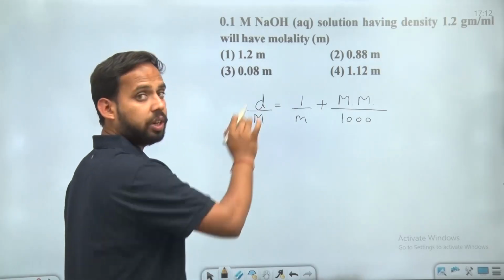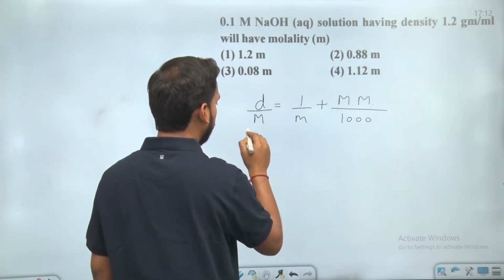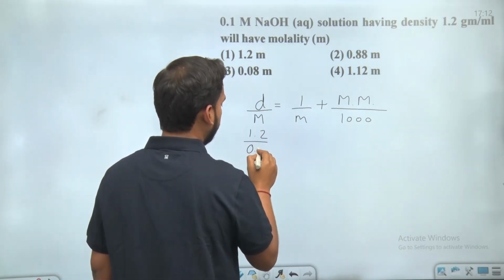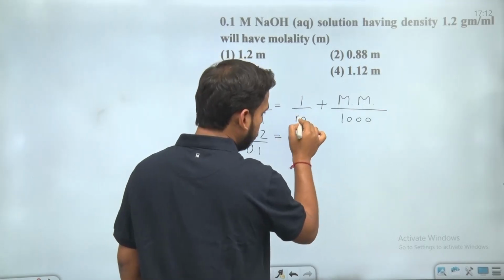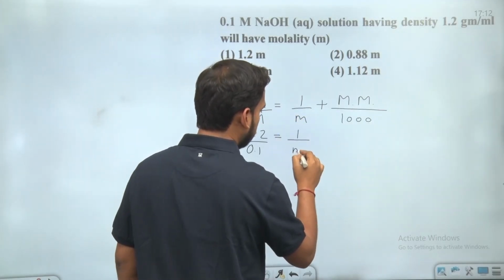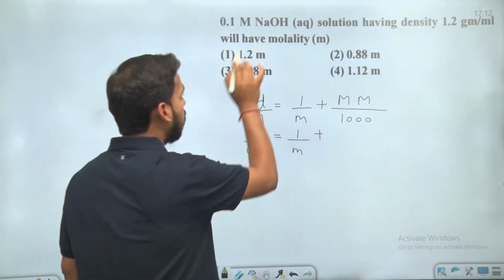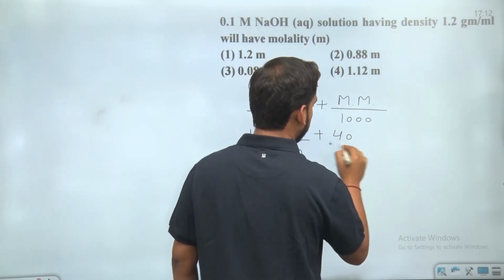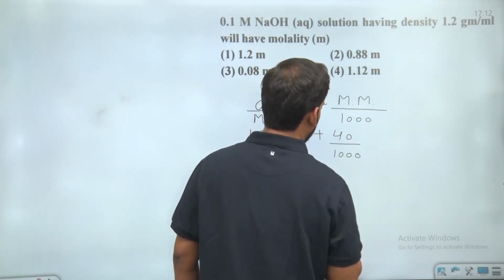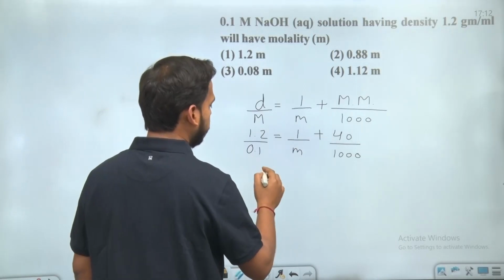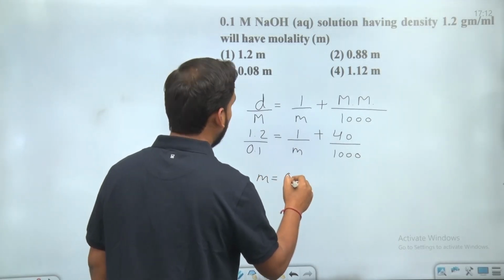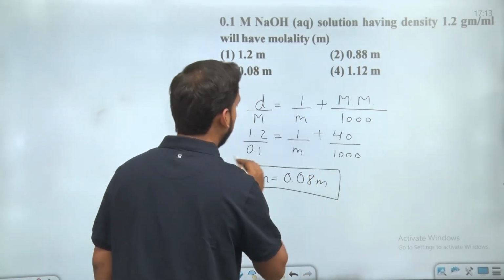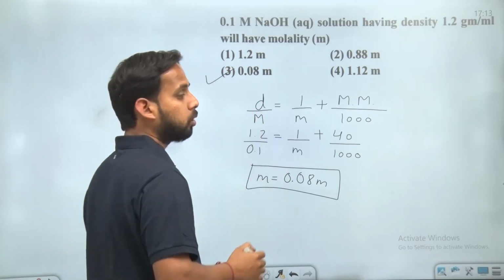Density in this question is given as 1.2, so we put 1.2 here. Molarity is given as 0.1, so we put 0.1 here. This one is the molality that we have to calculate, plus molecular mass. The molecular mass of NaOH is 40, so here it will be 40 divided by 1000. When we calculate this value, we get molality equal to 0.08 molar. So our correct option is option 3.